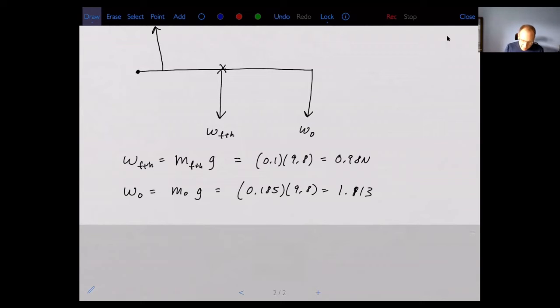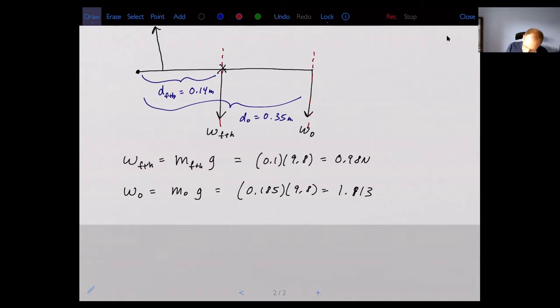We're also given the moment arms. Remember, this is the line of action of the weight of the forearm and hand, so this distance right here is the moment arm. We're told that D forearm and hand is 0.14 meters. Then this is the line of action of the weight of the object, so this is the moment arm, the horizontal distance from that line of action to the elbow joint. And we're told that DO is 0.35 meters.